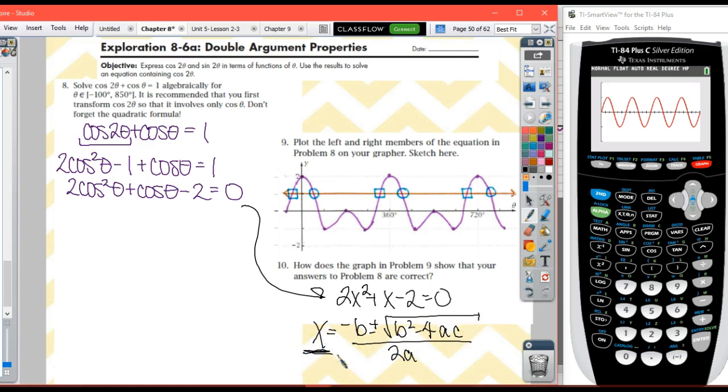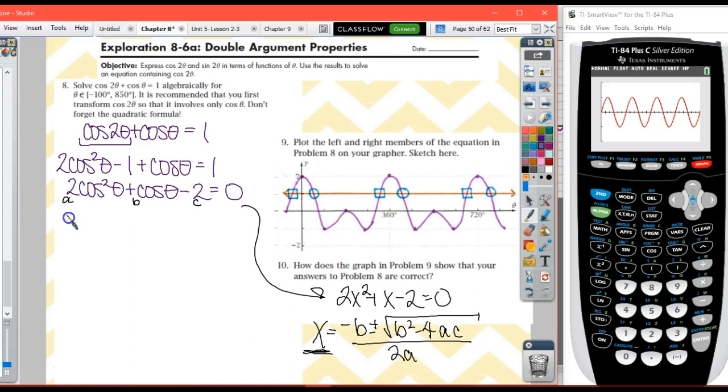Well, keep in mind, these aren't x's, these are cosine of thetas. And so I'm going to use the quadratic formula and then set cosine of theta equal to the answers that I find. And so my a is going to be this 2, my b is going to be this 1 out front of the cosine, and my c is going to be negative 2.